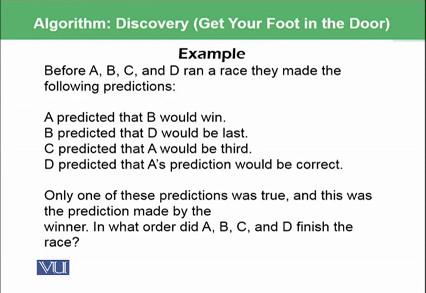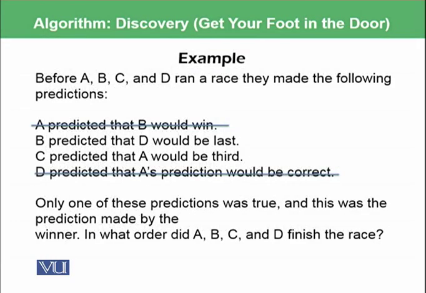If you look carefully, the first statement and the last statement, that A predicted that B would win and D predicted that A's prediction would be correct, mean the same thing. As the problem says only one of the statements could be true, we can reject the first and the last statement. So we are left with 2 statements: B predicted that D would be last, and C predicted that A would be third.